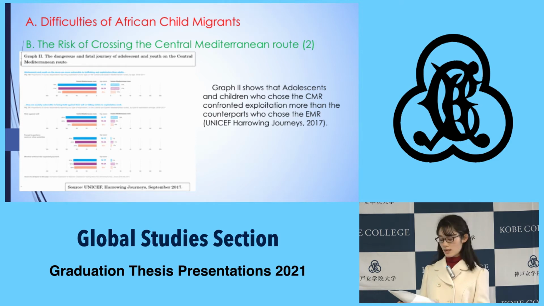Graph 2 shows that adolescents and children who chose the Central Mediterranean route confronted exploitation more often than the counterparts who chose the Eastern Mediterranean route.